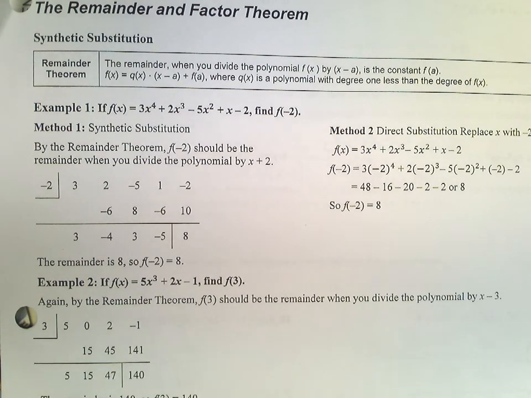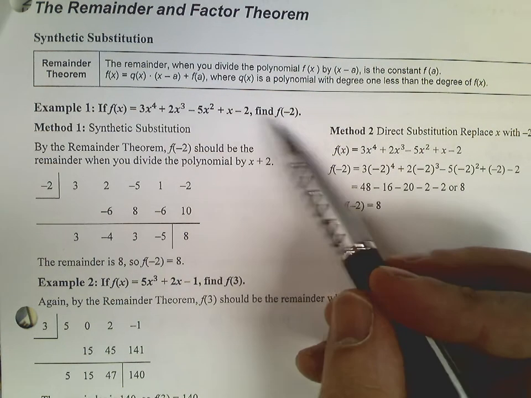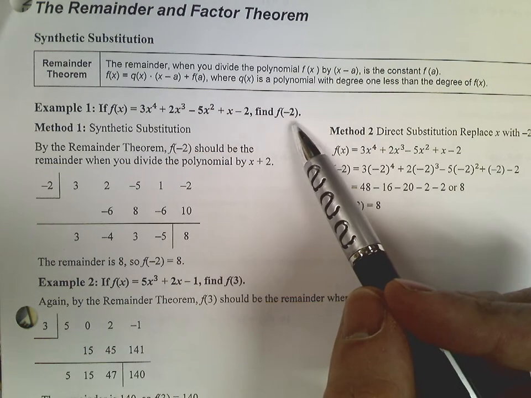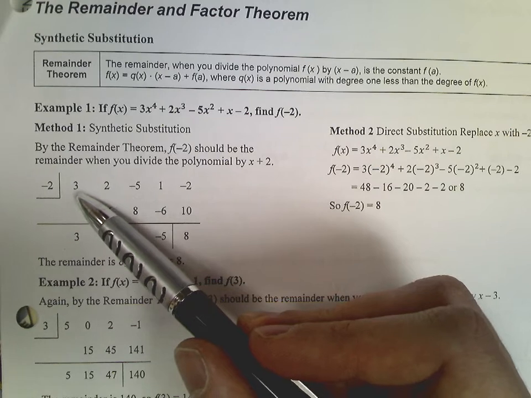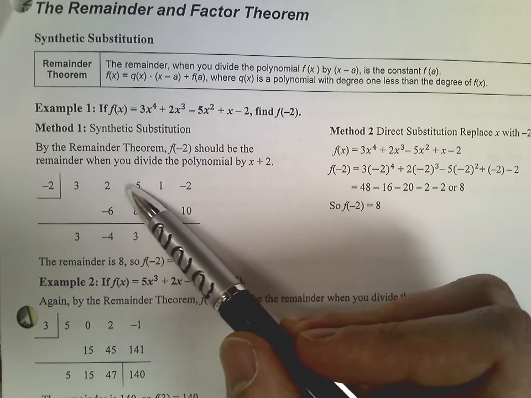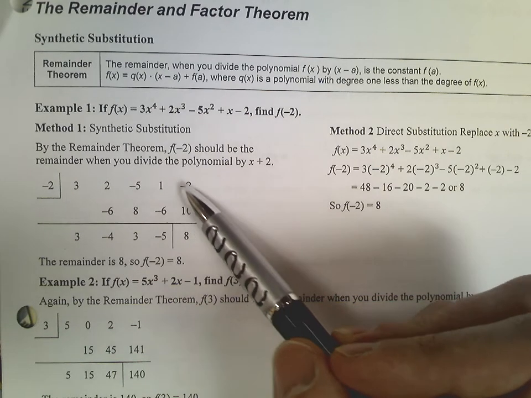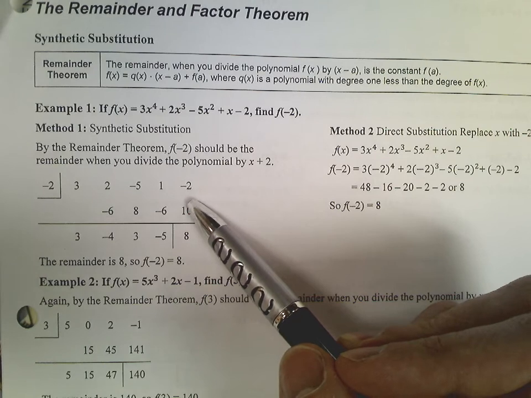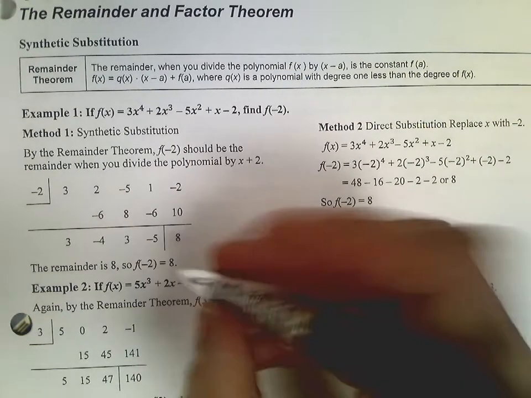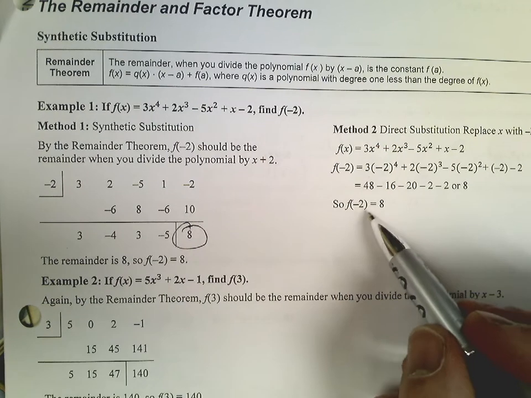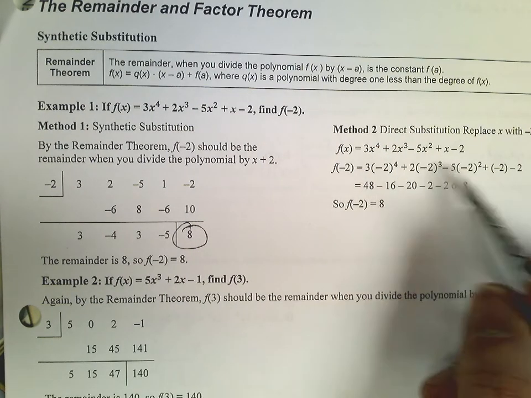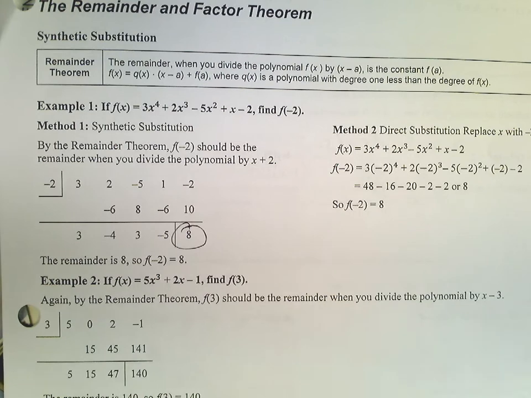Hopefully we remember from Thursday last week about how we could use the division. So if I have this equation, I want when x is -2, I can use the division with -2, and then the 3 from the x to the fourth, 2 from x to the third, -5x squared, +1, -2. Do the division and find that my remainder, in this case 8, is going to give me what it is if I had taken this equation and put -2 in for x.